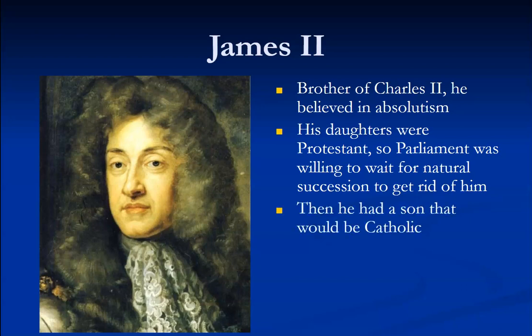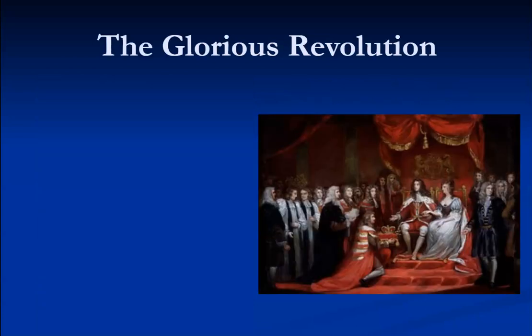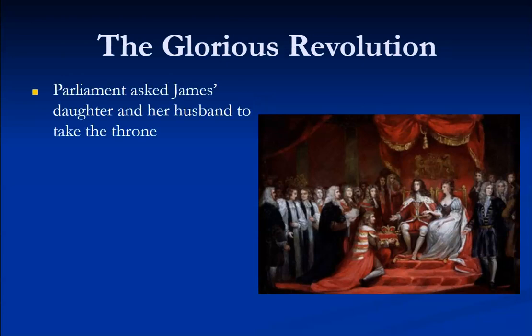And then, with his new wife, he had a son who would be Catholic. And in England at this time, it was the oldest male child who would inherit the throne first. And then after all the male children were dead, then it would be the oldest female child. So, with a Catholic son, now they're looking at a line of Catholic monarchs over mainly Protestant England. So Parliament united against James II. This leads us to the Glorious Revolution.